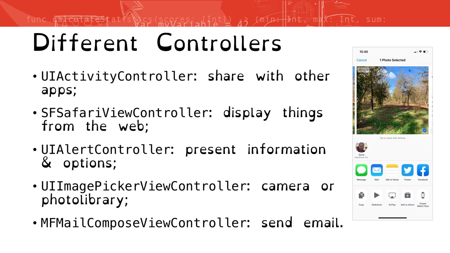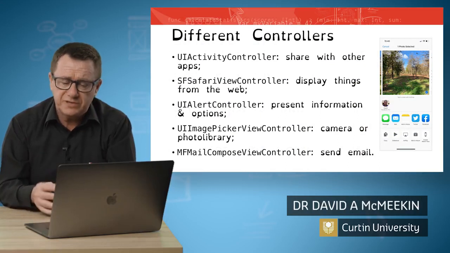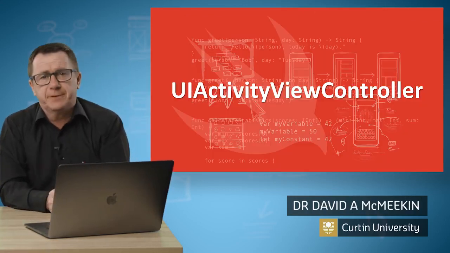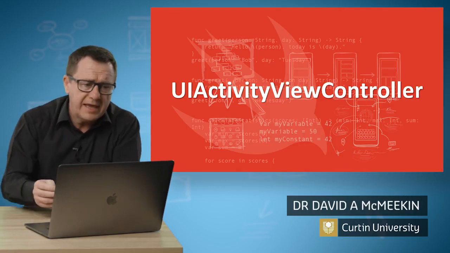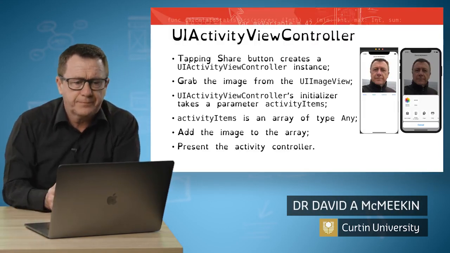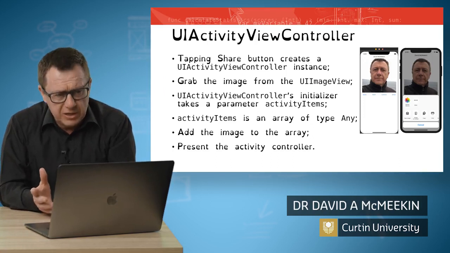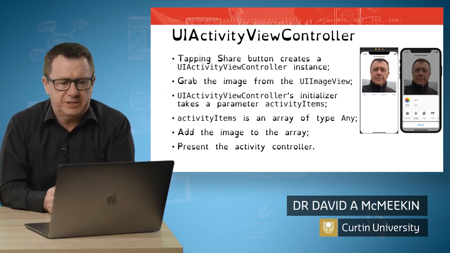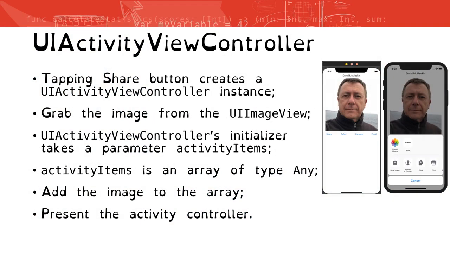But now we're going to take a look at how we can build those into our apps and have our apps use them. So let's take a look at the UI activity view controller. If we have a look at the slide here, you can see on the left-hand side 2 screen captures. When we tap the share button in the first image, we're presented with our sharing options, which we can see in the second image. What happens? An instance of UI activity view controller is created.